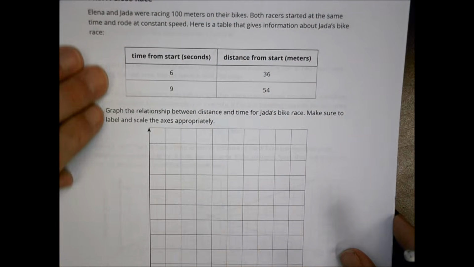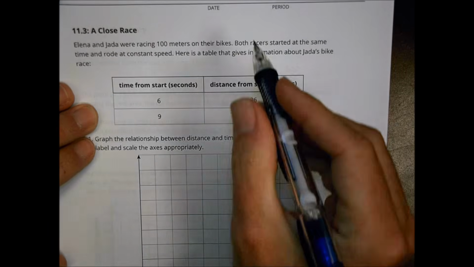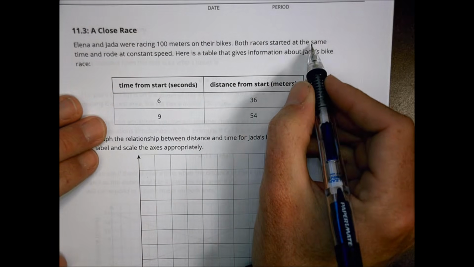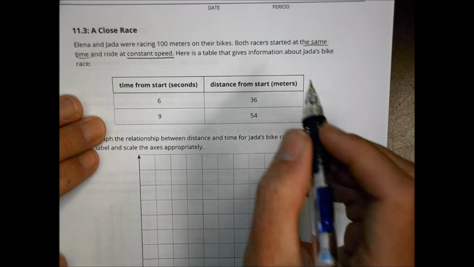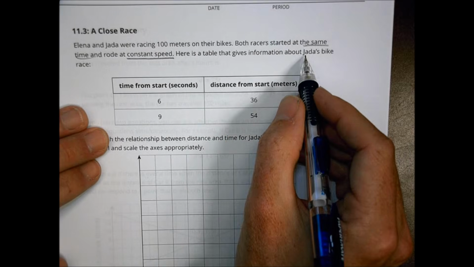It says Elena and Jada were racing 100 meters on their bikes. Both races started at the same time and rode at a constant speed. So same time and constant speed. Here's a table that gives information about Jada's bike race.